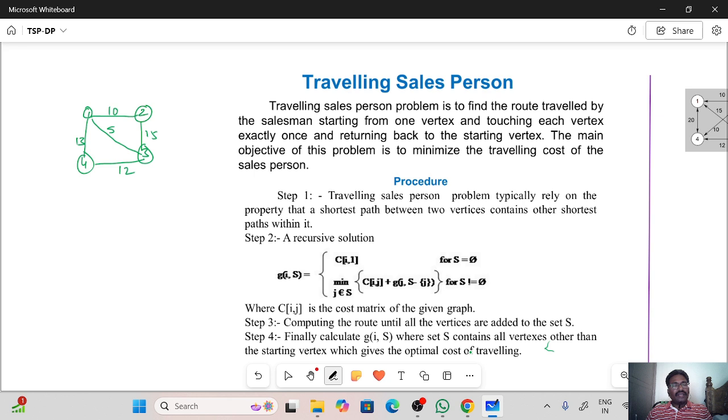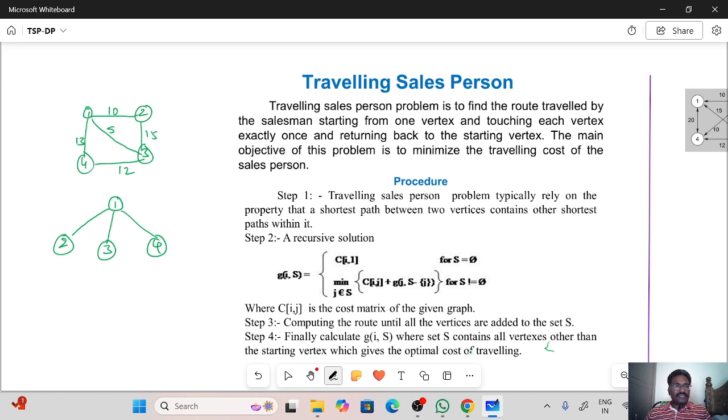So in dynamic programming, how are we going to solve this? First I will construct the state space tree for this traveling salesperson problem. I visit vertex 1. That means I fix my source vertex, which is 1. I started my journey from vertex 1. When I am at vertex 1, my second visiting vertex may be 2, or 3, or 4.